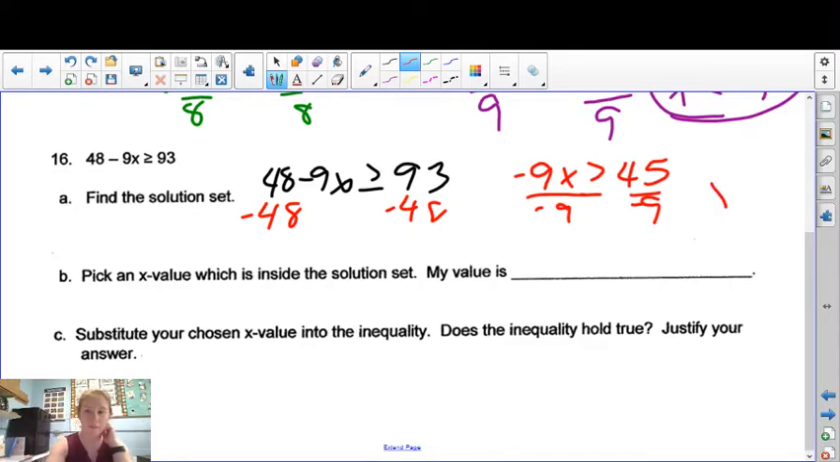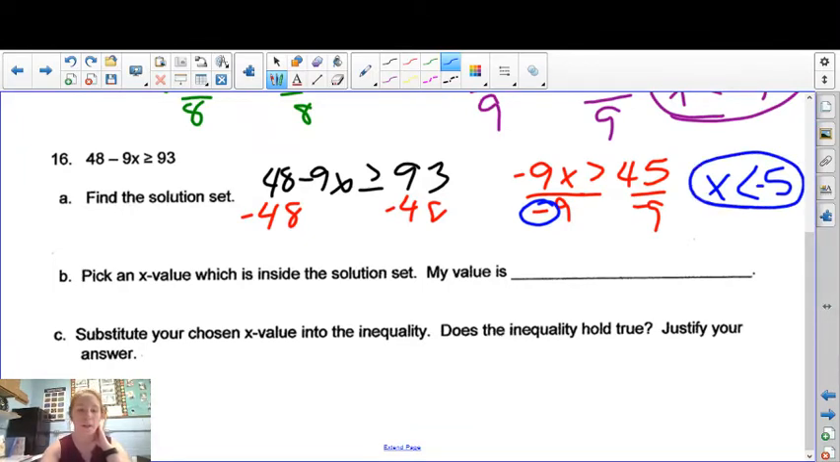So my x is going to remain this. Oh, that's not what I wanted to do. My x is going to remain on the left side, but because I'm dividing by that negative, it causes it to flip. And 45 divided by 9 gives me a negative 5. So there's my solution set, part A.